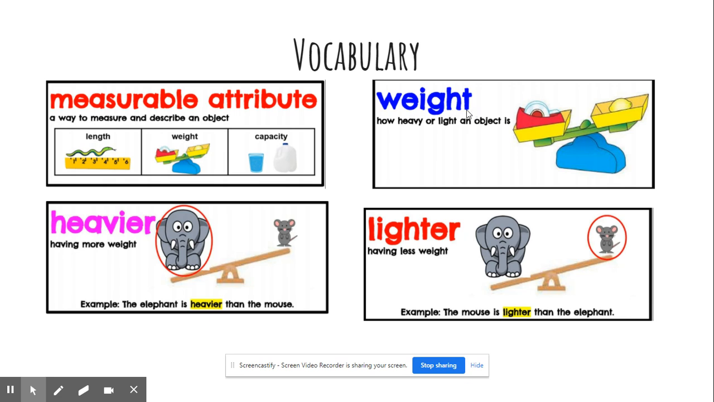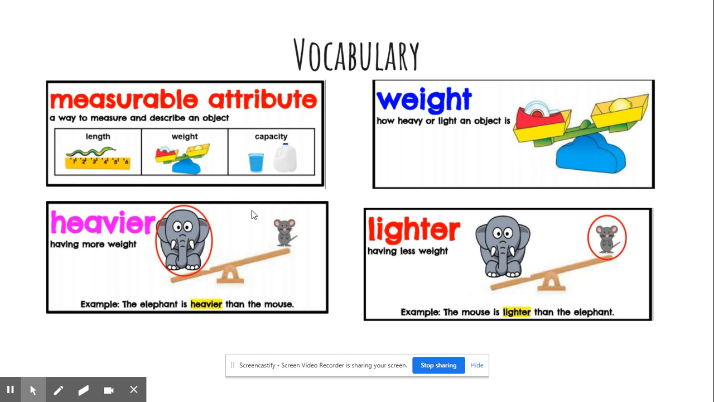Can you say weight? Weight is how heavy or light an object is. Can you say that? How heavy or how light an object is. Good job. And when you're measuring weight, you use a scale. Now, this scale looks a little bit different than the scale that you use to measure your weight when you go to the doctor or when you go to the nurse, or you may even have a scale that you stand on at home. Okay, this is a different type of scale.